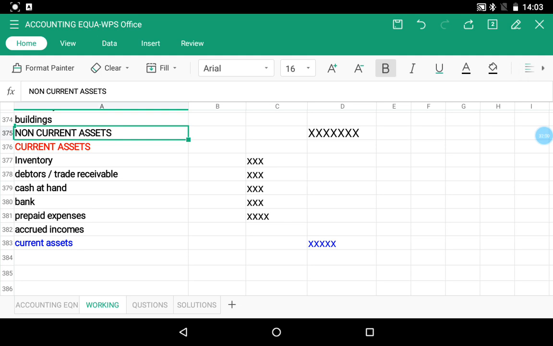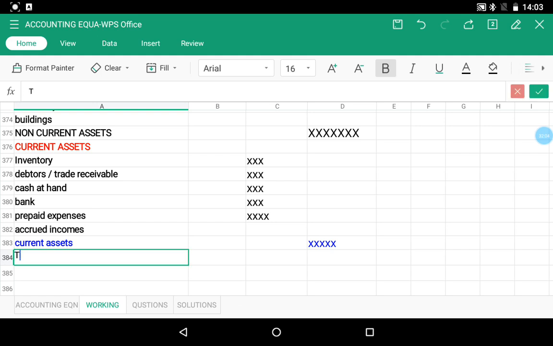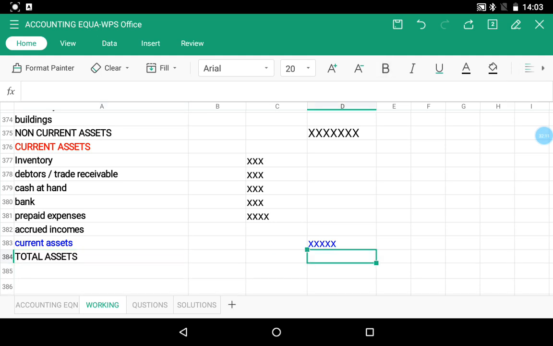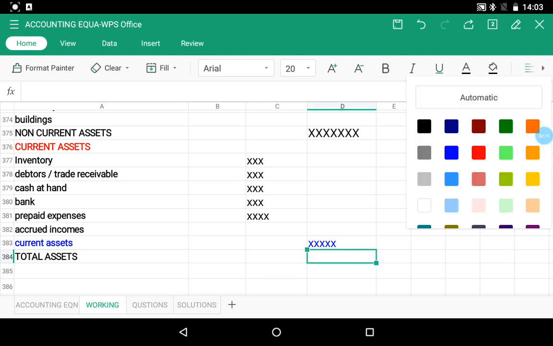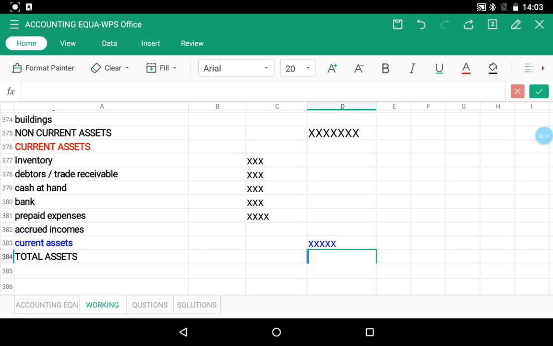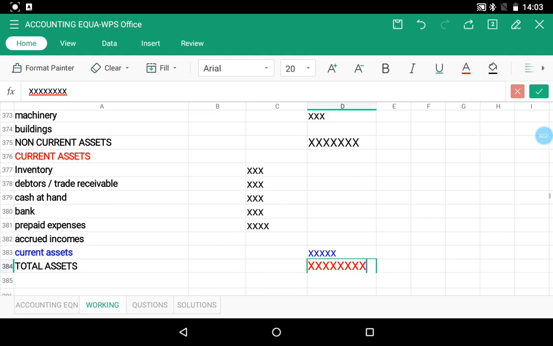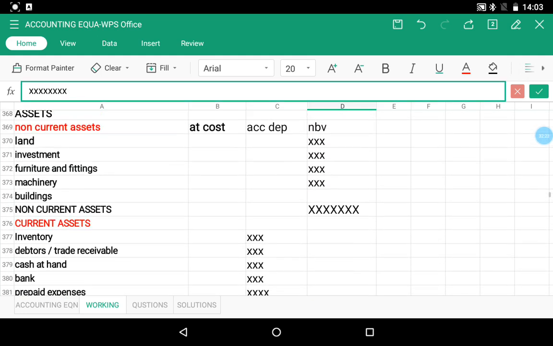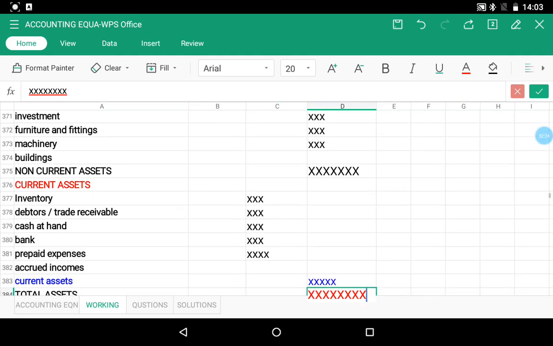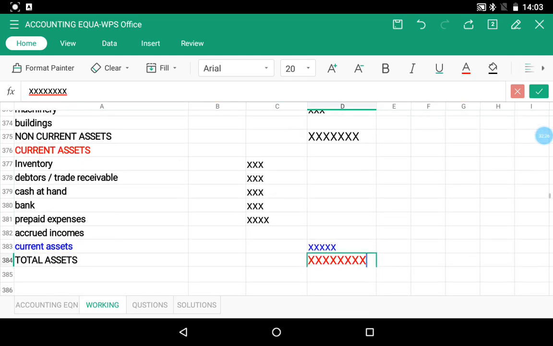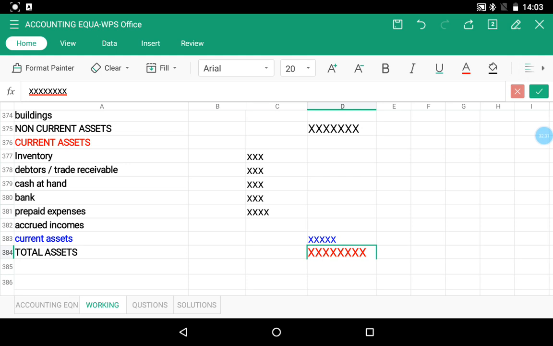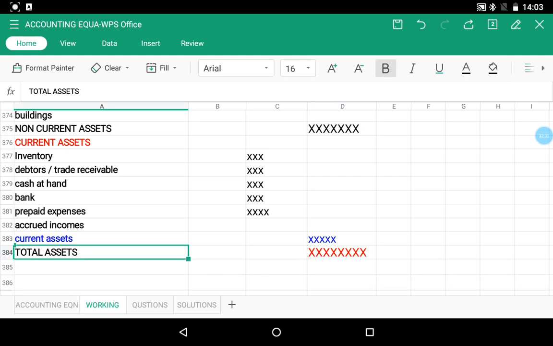Now, when you get non-current assets, you add our current assets. You come here and get total assets. Here you come and get our total assets. Also, as I've said, to get total assets, you get non-current assets and add current assets to get our total assets.